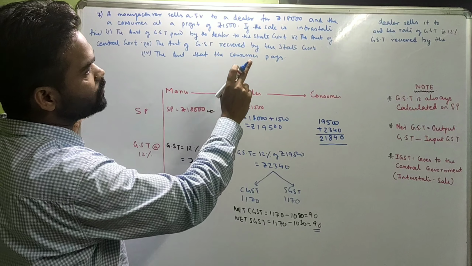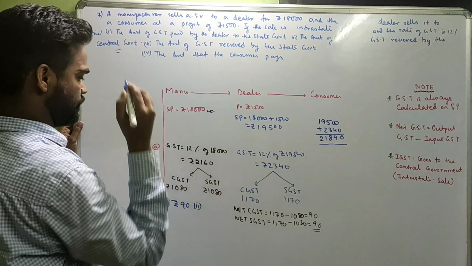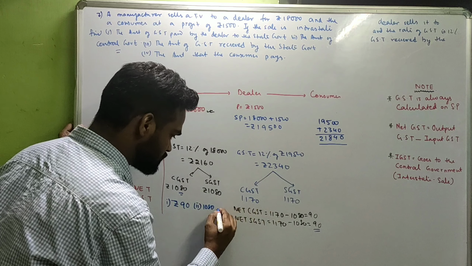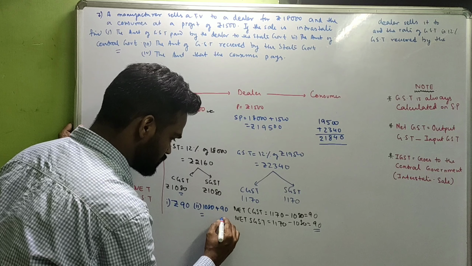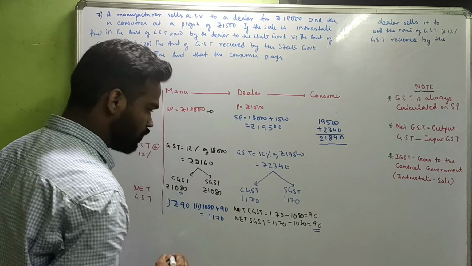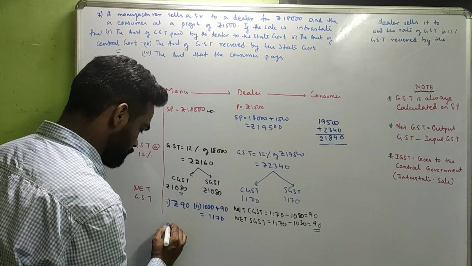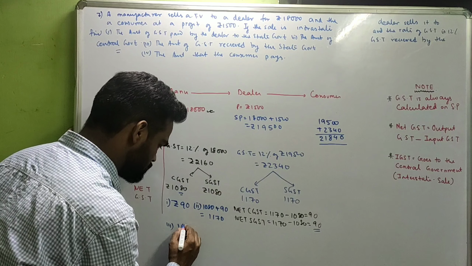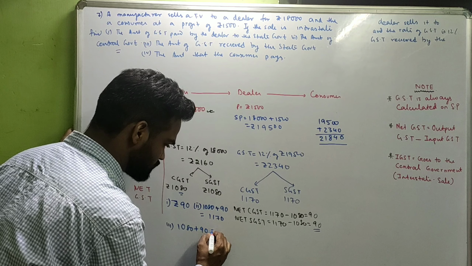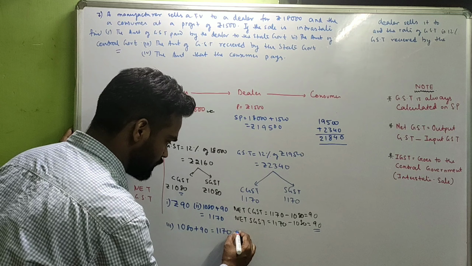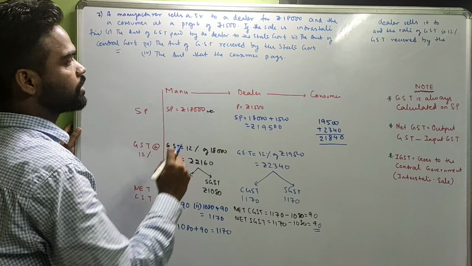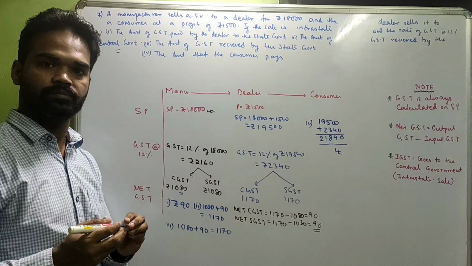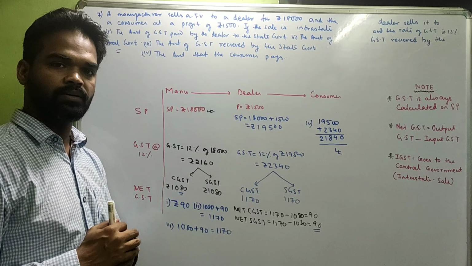Number 2. The amount of GST received by the central government. So the central government received 1080 plus 90, which is 1170. Number 3. The amount of GST received by the state government, same, 1080 plus 90, that's 1170. And the last part, the amount that the consumer pays, which is 21840. Done. Now let us look at the next sum.